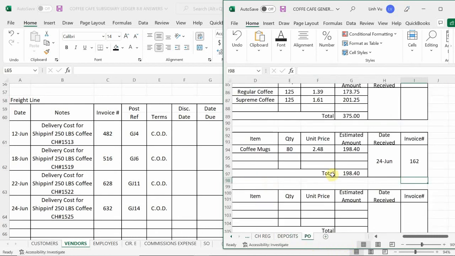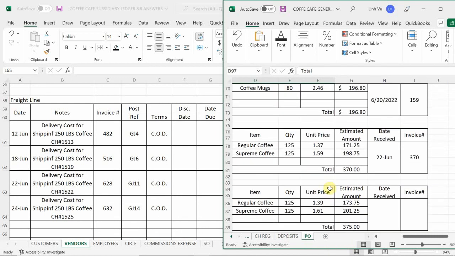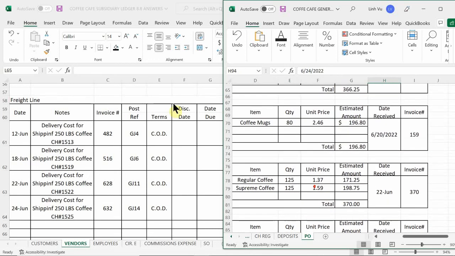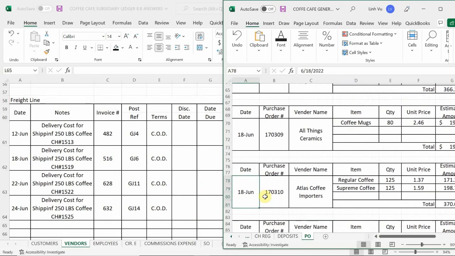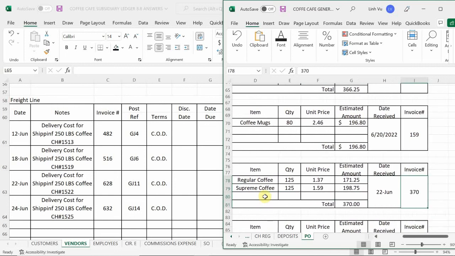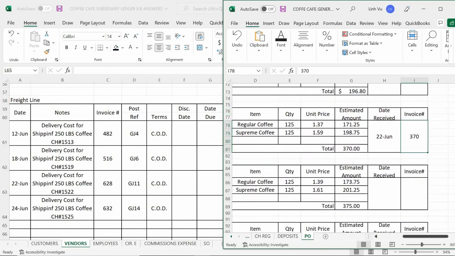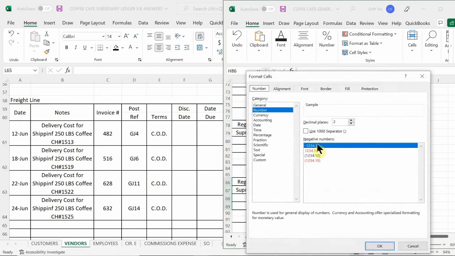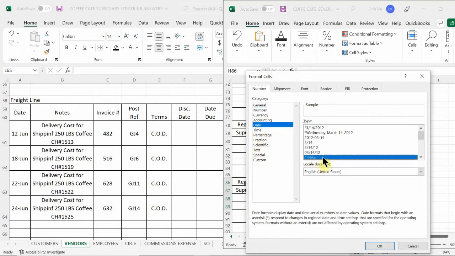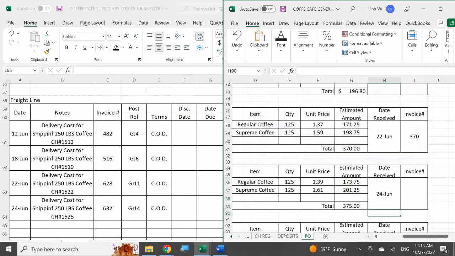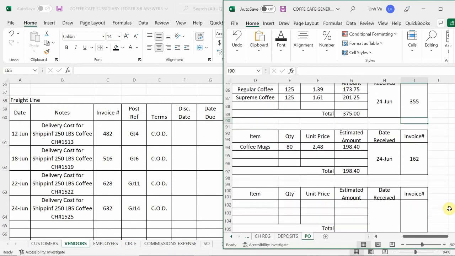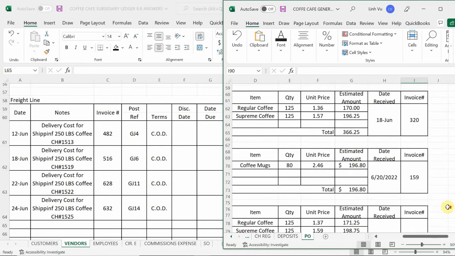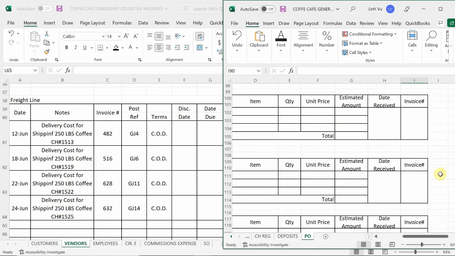We need to update my purchase orders to validate that yes, we received the coffee. So here, I believe it's this one right here. For the one that we ordered on June 18, oh no, not that one. Oh, it's the one right underneath it. For $375, right? We know that. Today's the 24th, and yes, we did receive it. It was invoice number 355. So we received so far every single purchase order we have made.